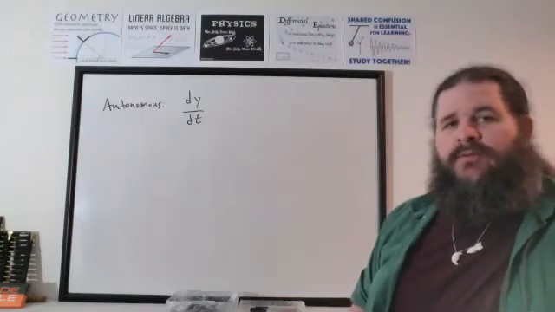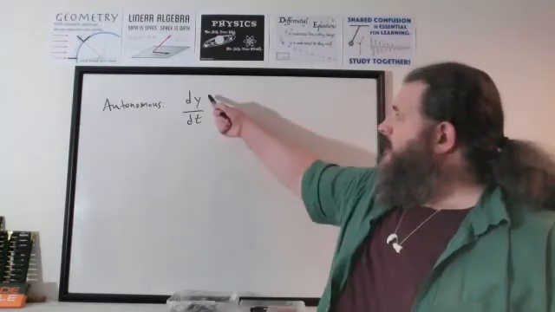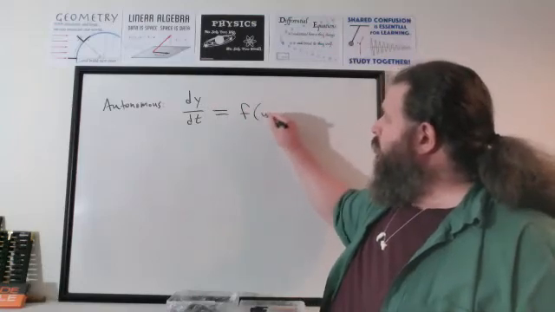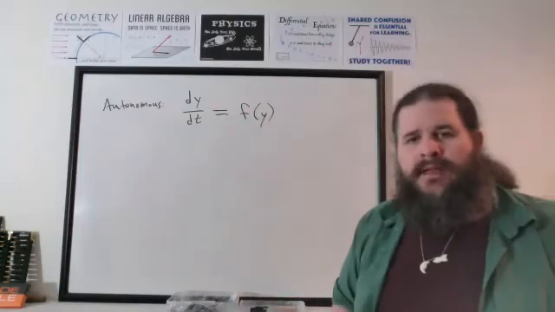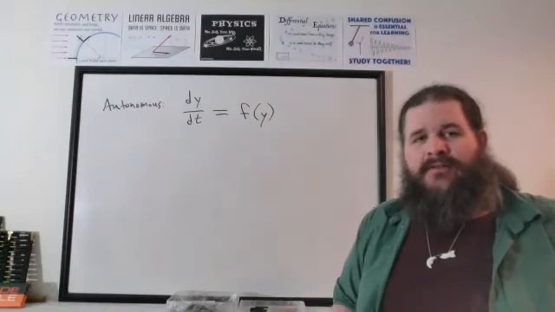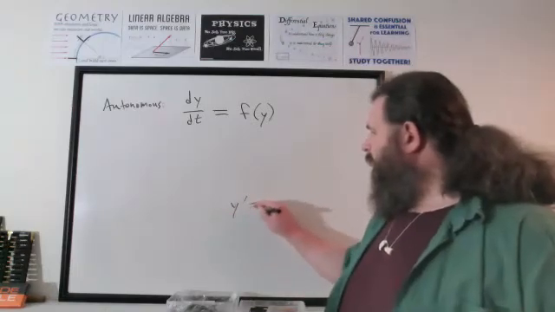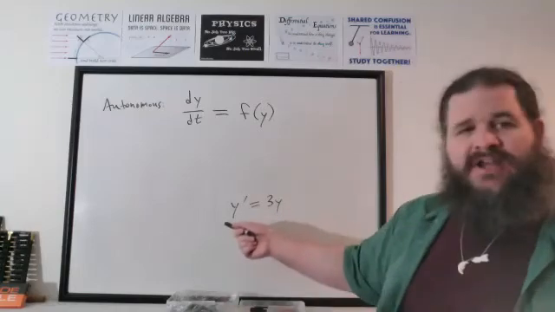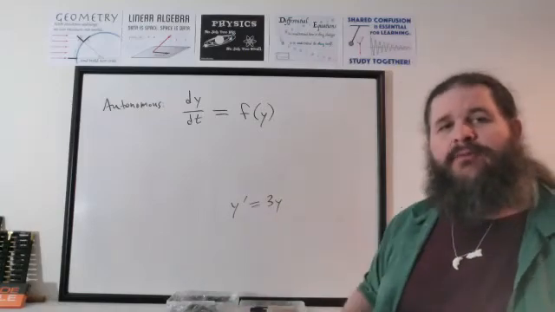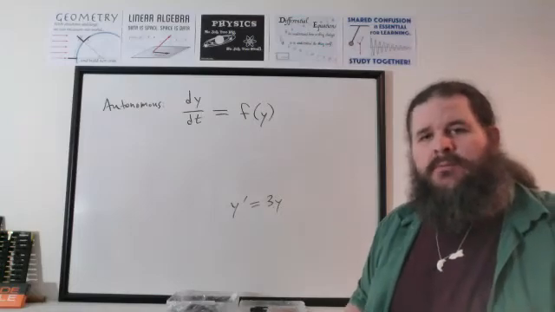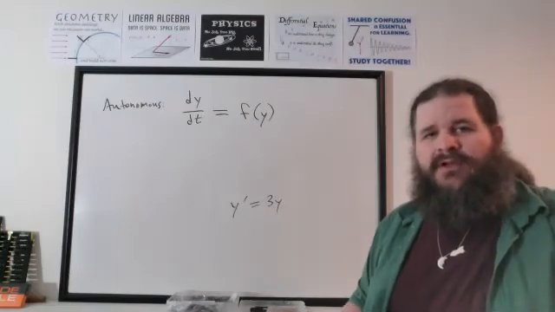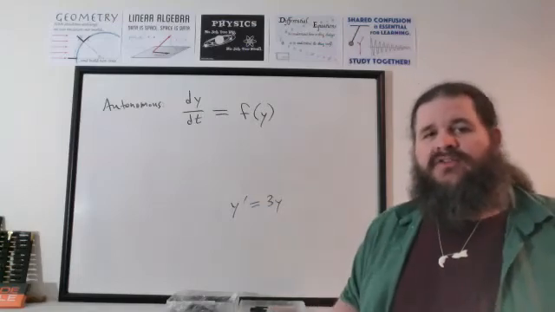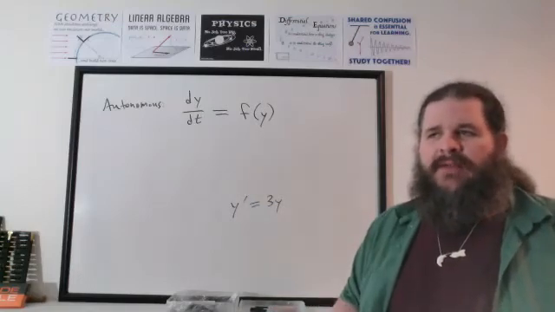An autonomous differential equation would be a differential equation where the derivative of y with respect to t equals something about just y, and in particular, doesn't depend on t at all. So for instance, y prime equals 3y. This would be autonomous because it's telling you how y prime, the rate of change, is related to the value of y itself with no time dependency. Most of the container problems you've been seeing, where you've got salt pouring into a container and the mixture draining out, are usually autonomous because nothing is really happening as time passes.